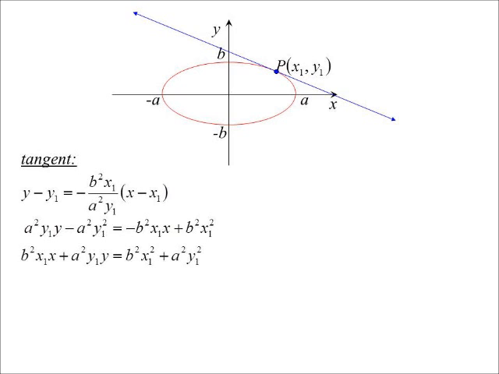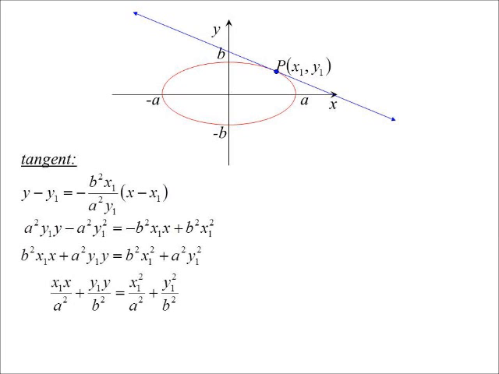If I expand out, and I've just rearranged it in a certain way, you'll notice on the left-hand side I have everything that involves the pronumerals x and y. Remember, x1 and y1 is our point there, so they're actually numbers, they're not the pronumerals. And then on the right-hand side, I've put all the numbers that are by themselves. So b squared x1 squared plus a squared y1 squared.